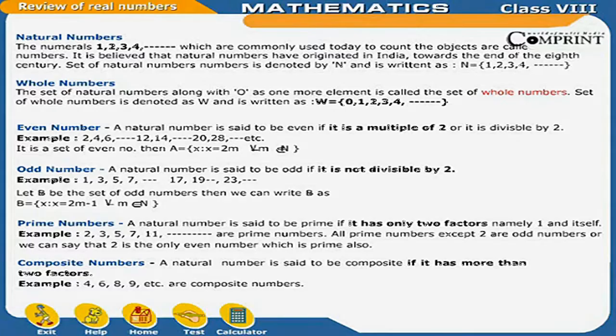Composite numbers. A natural number is said to be composite if it has more than two factors. Example: 4, 6, 8, 9, etc. are composite numbers.